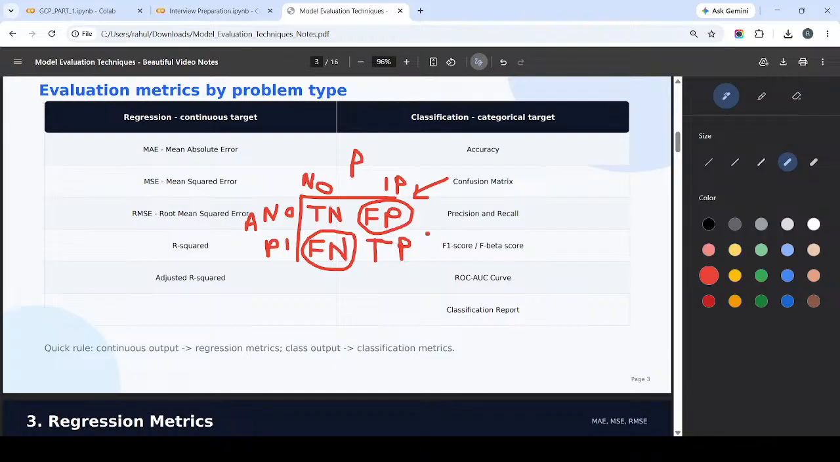Okay, so this is called a confusion matrix. It gives a performance summary of the prediction results of a classification model.